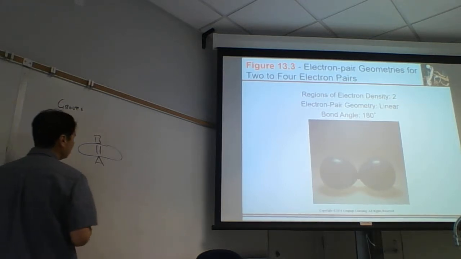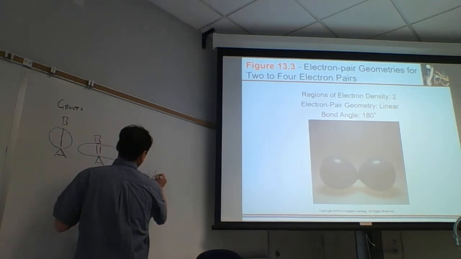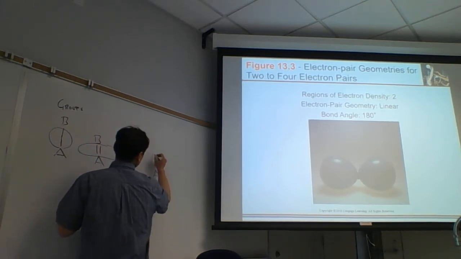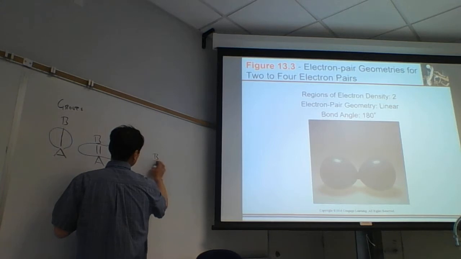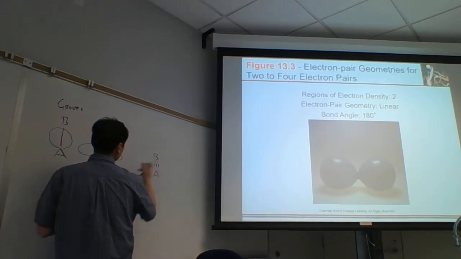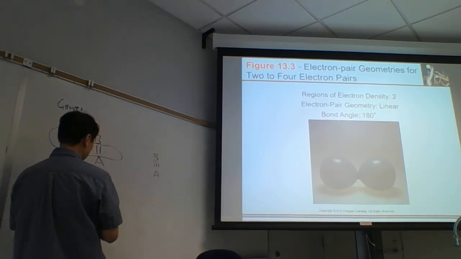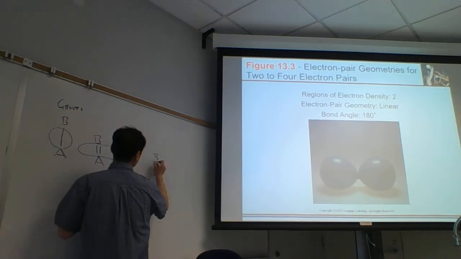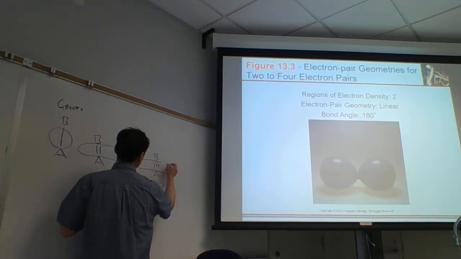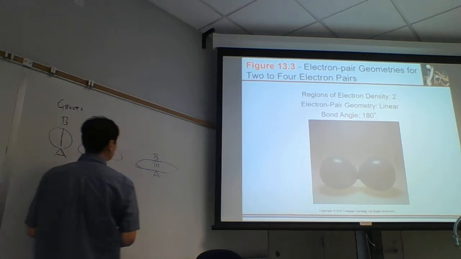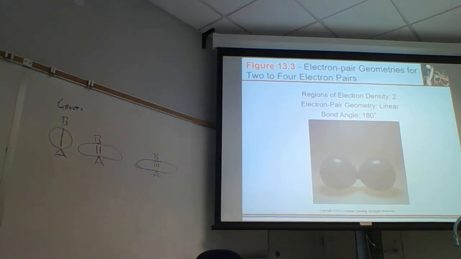And then a triple bond is going to have 3 pairs of electrons. And so a triple bond is the strongest of the 3 here and the shortest. And so it's going to have the most concentrated negative charge density there. So it requires a lot of space here.